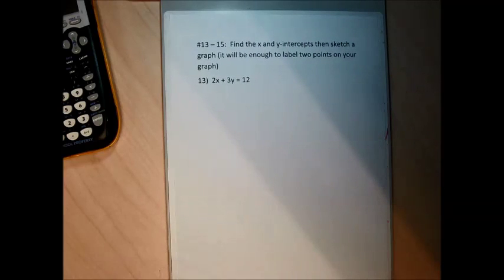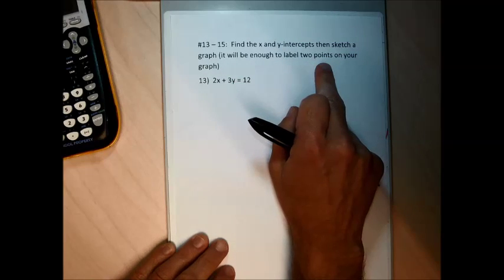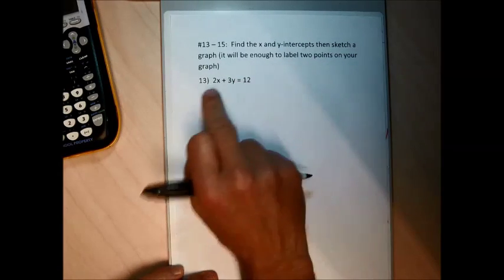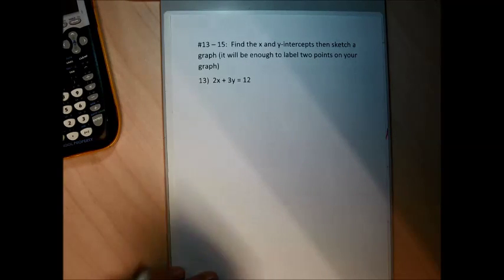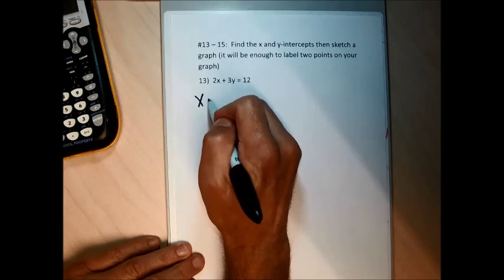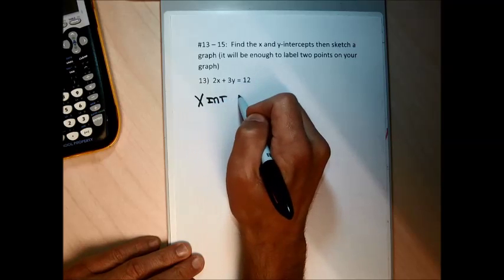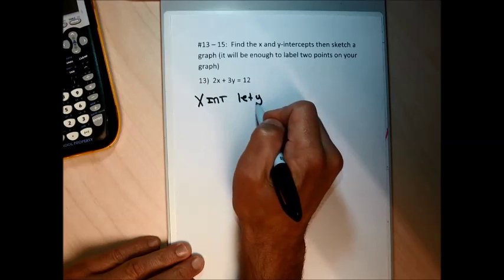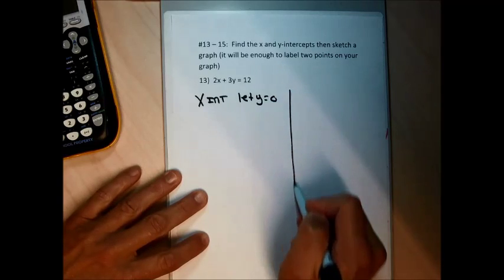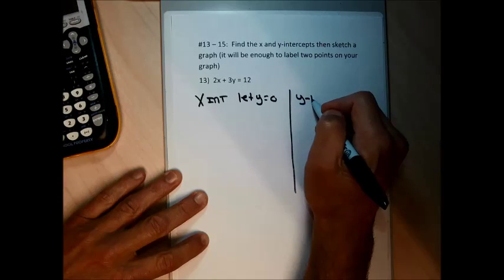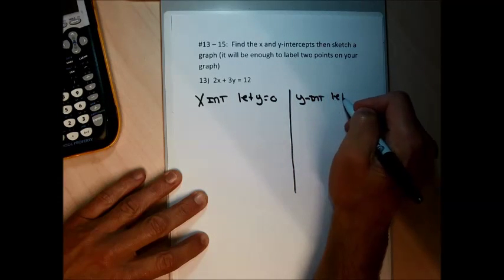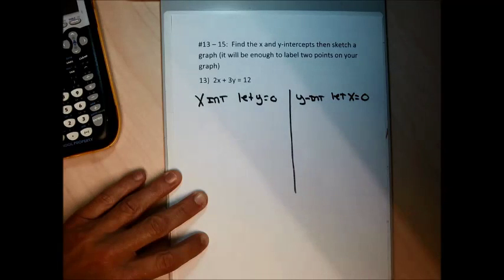So the next two problems want me to find intercepts and sketch a graph, and it says it'll be enough to label 2 points. We need to connect those 2 points with a line because this graph is going to be a line. So I'm going to find the x-intercept by letting y equal to 0. I'm going to find the y-intercept by letting x equal to 0. And then for each of those, it's going to be a point, and then I'm going to graph the points and make a line through them.